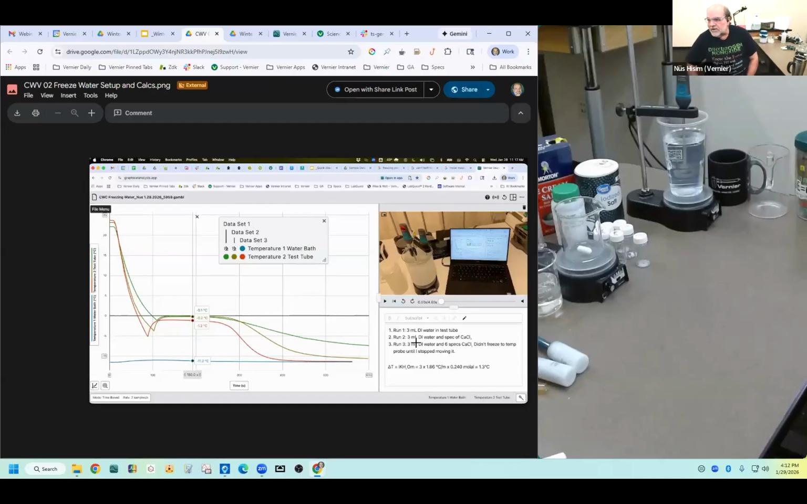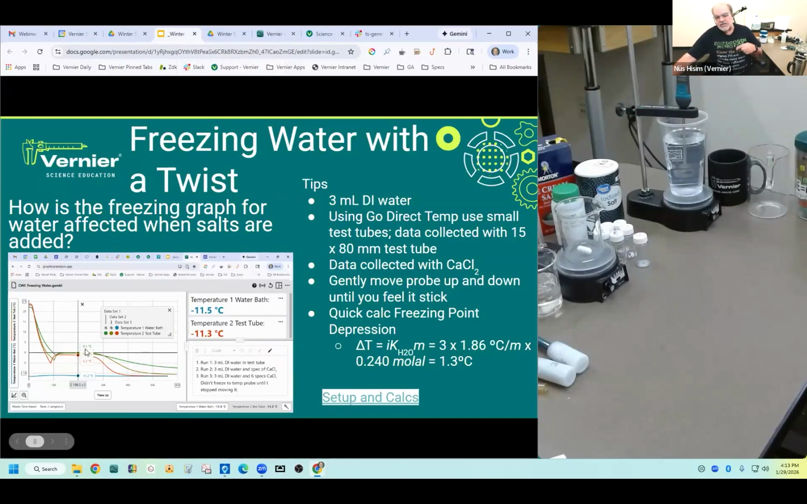So I ended up using, what did I use? It was a little teeny itty bitty dude. I thought I put it in here. It was like an itsy bitsy. I want to say it was 80 millimeters, so 8 centimeters height, and that worked really, really good for me because I could get the probe all the way down to the bottom of the tube. So just be aware of that if you're doing this freezing point lab.